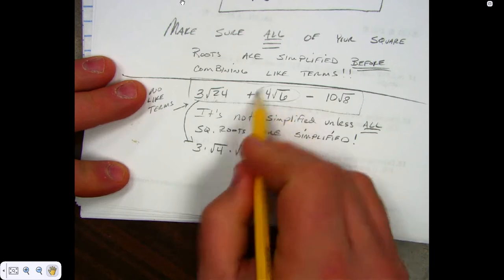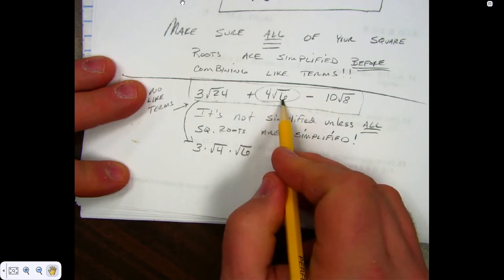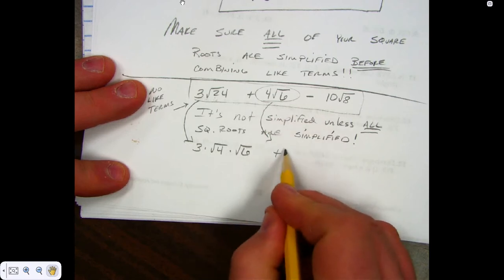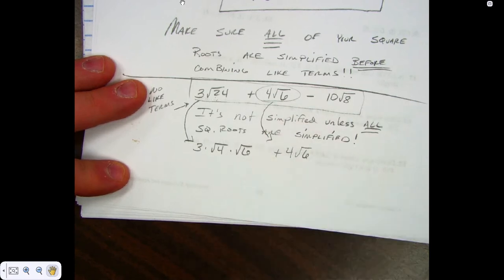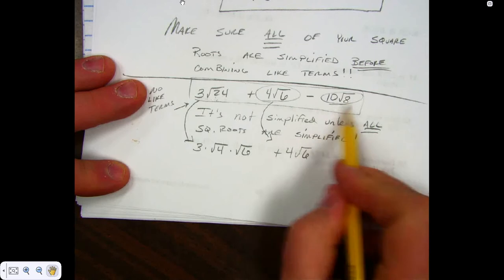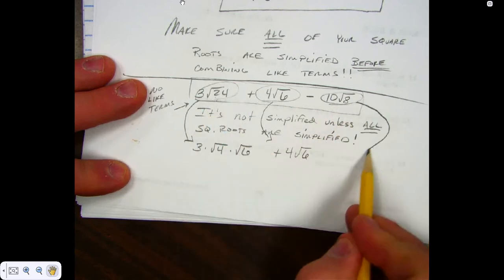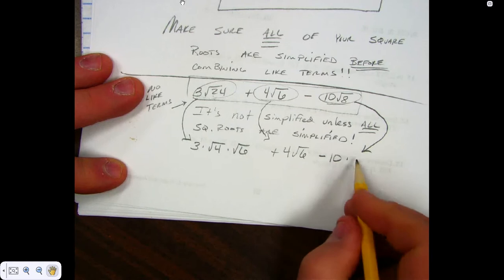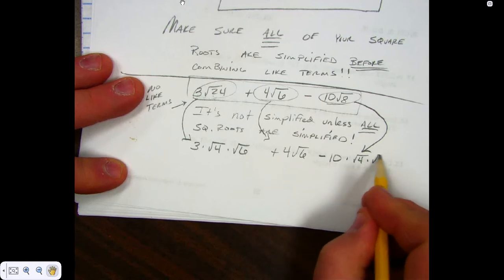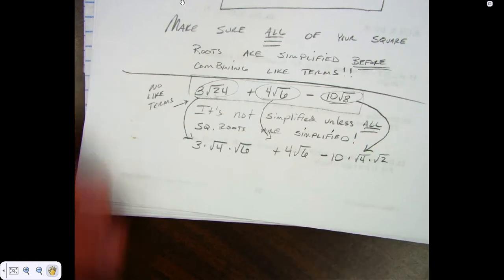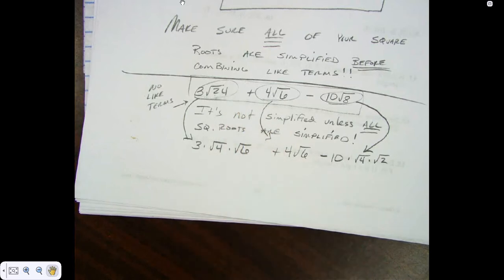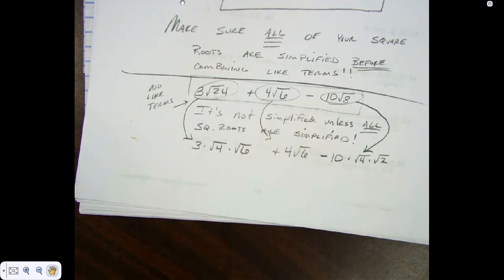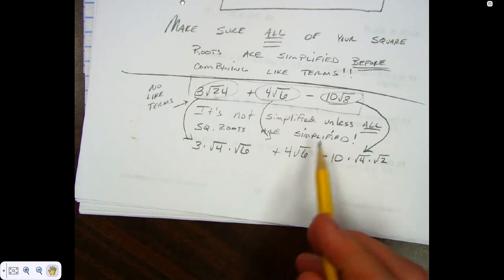Is this one simplified? What's the largest perfect square that's a factor of 6? 1. So it is simplified. So that one just comes down and becomes plus 4 square roots of 6. Is this one simplified? No. What's the largest perfect square that's a factor of 8? So this becomes minus 10 times, how do I split that up? Square root of 4 times square root of what? Does everybody see how I went from here to here now? So there was one that didn't need to be simplified, was it? But the other 2 did.